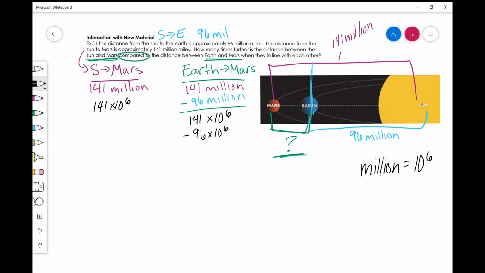So let's first subtract. We have the same magnitude, so that'll stay the same, and I can just subtract my multipliers. So 141 minus 96 will give us 45. So I know that the distance between Earth and Mars is 45 times 10 to the 6 miles. Now that I have my two distances, 141 times 10 to the 6 and 45 times 10 to the 6, we can compare our two values in scientific notation.